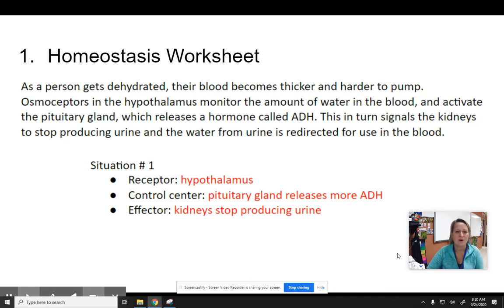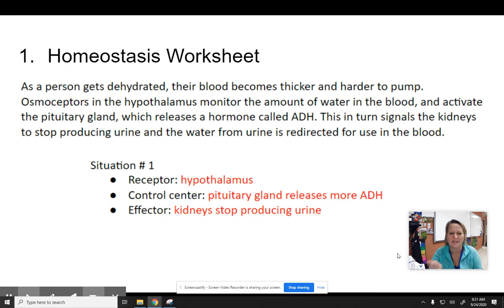So, then remember that all of these situations have a receptor, a control center, and an effector. The receptor is what is detecting the problem. So in this case, it's the osmoreceptors in the hypothalamus. So the receptor is the hypothalamus. Osmotic means water.